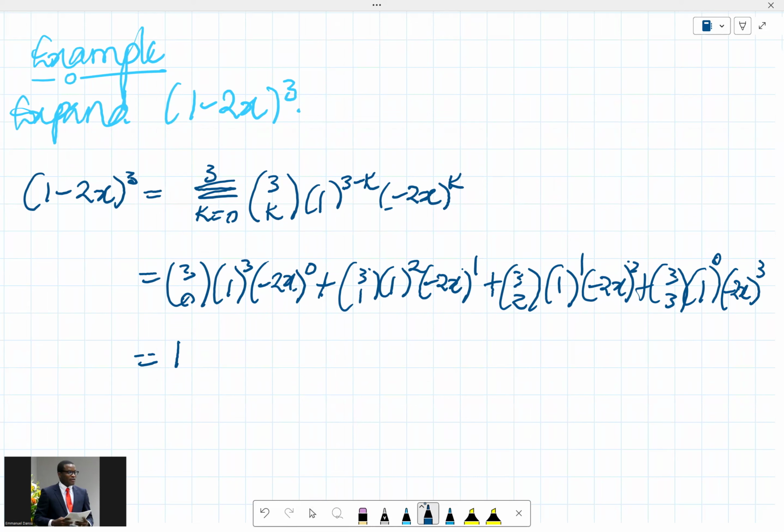3 combination 0, of course, is 1. 1 raised to power 3 is 1. Then minus 2x raised to power 0 is also 1. Plus 3 combination 1 is 3. 1 raised to power 2 is 1. Minus 2x is minus 2x.